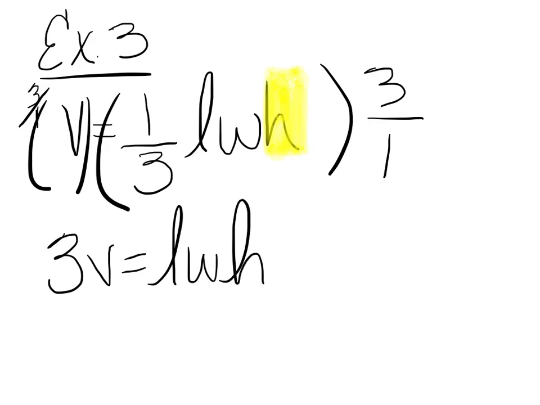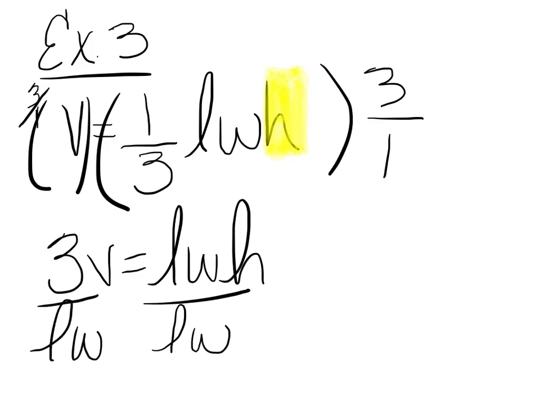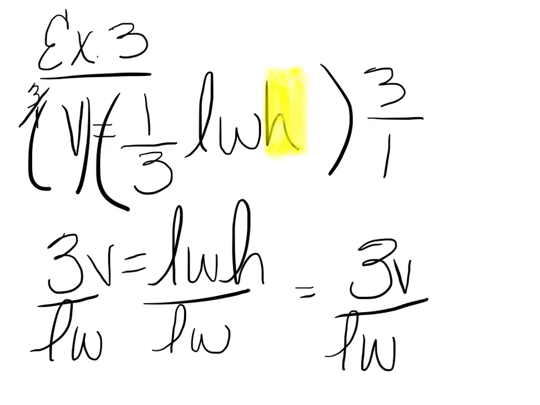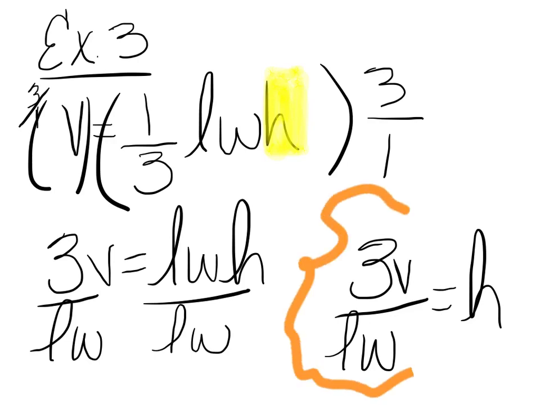So now this is what I was saying about dividing multiple variables at the same time. Since this is all L times W times H, you can divide by LW. And when you divide by LW, you get 3V divided by LW equals H. And this is your final answer: 3V divided by LW equals H.